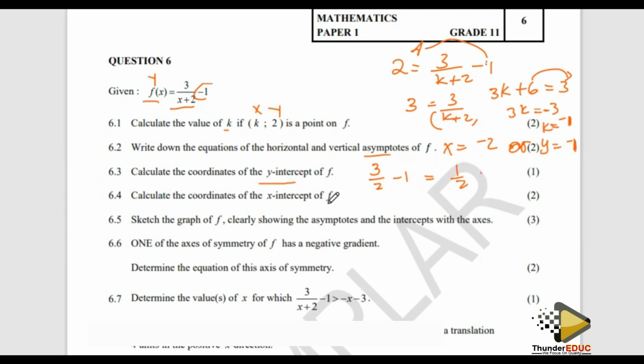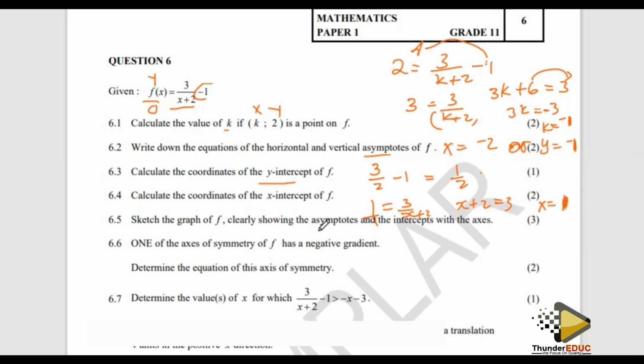Then calculate the coordinates of the x-intercept. Where there is y, replace with a 0. So you're going to move the 1 to that side. So you have 1 is equal to 3 over x plus 2. Cross multiply, x plus 2 gives you 3, which means x is 1.